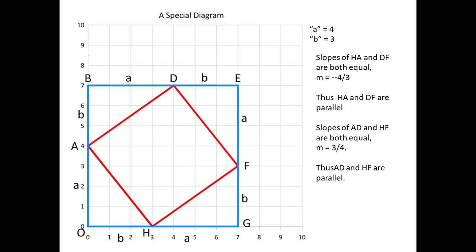And likewise, we look at the slopes of AD and HF, and we see that those are 3/4. The rise is 3 and the run is 4 in both cases.